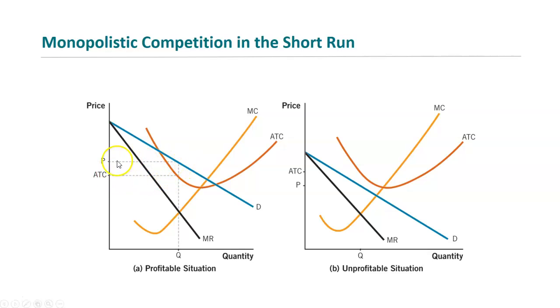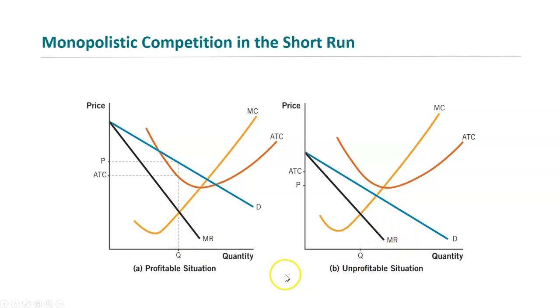So this rectangle here is the space between price, which is your average revenue, your revenue per product that you sell, and your average cost per product that you sell, right? The difference between those is your profit per item that you sell, and then you multiply that by how many you sell and you get your whole profit, right? So this rectangle here. So the firm on the left is a monopolistically competitive firm that is earning positive profit. The demand curve is above the average total cost curve at the profit maximizing quantity.